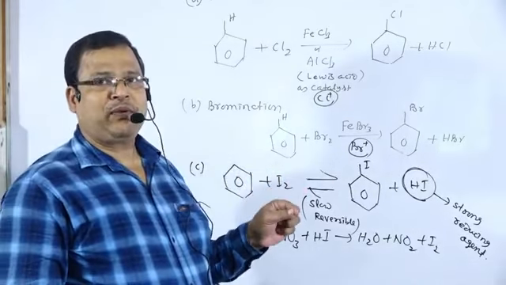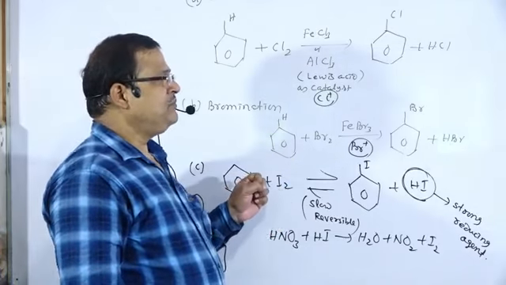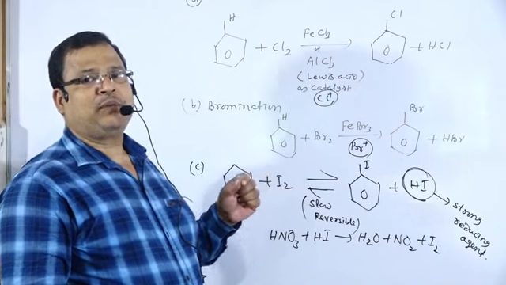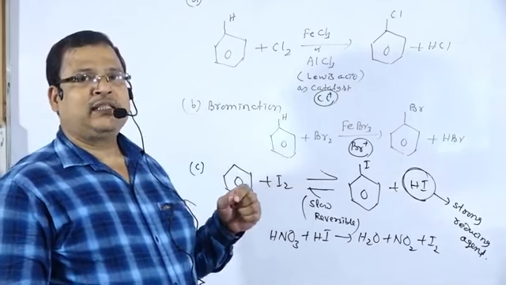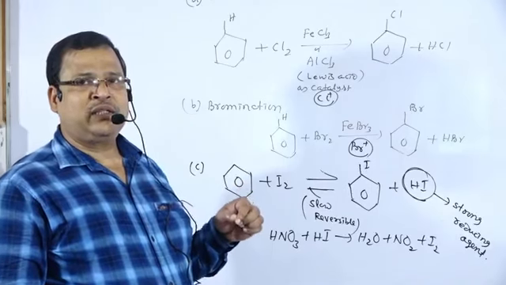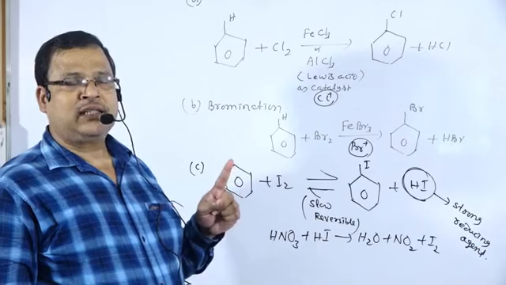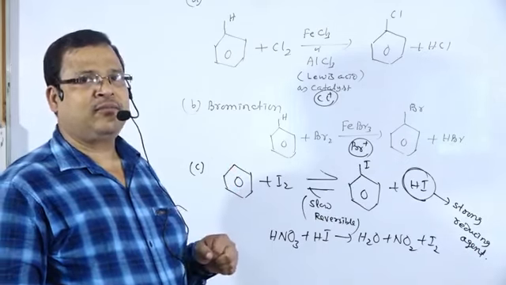Fluorobenzene cannot be prepared by this method because fluorine is very reactive. Therefore, the suitable method for the preparation of fluorobenzene is from benzene diazonium chloride by the action of HBF4. The reaction is known as the Balz-Schiemann reaction.